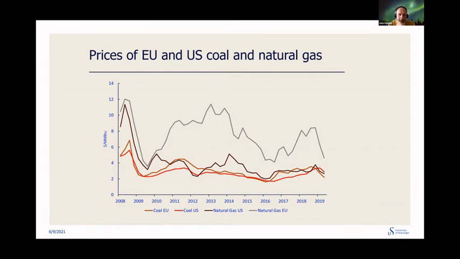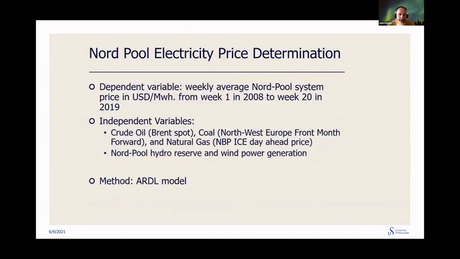So that's a bit of background, and then I will look at our analysis here. We're looking at the Nord Pool electricity price determination. We use weekly average system prices, and all the prices are measured in the same unit. So we use dollar per megawatt hour as the common price unit. These are weekly prices starting in 2009 and up to 2019. So independent variables in this price determination, we use the carbon fuel sources going into electricity production, crude oil, coal, and natural gas. We don't include any consideration of carbon pricing or anything like that, just the pure factor prices here.